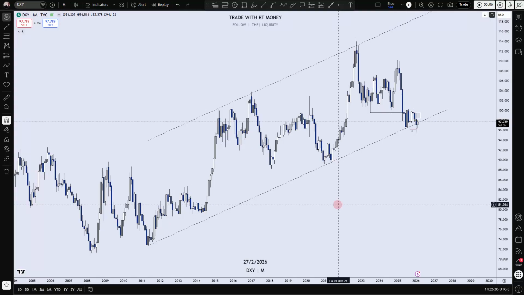We're looking at the US dollar index. And remember, folks, if you're looking at the US dollar index, you're looking at the inverse of the euro USD. So, if you're planning on trading the euro USD, you want to look at the US dollar index analysis and trade accordingly.